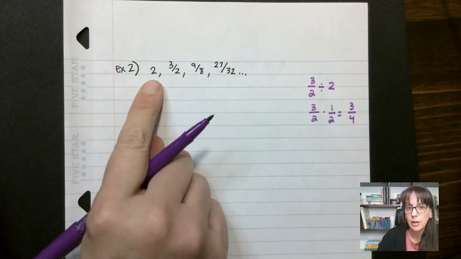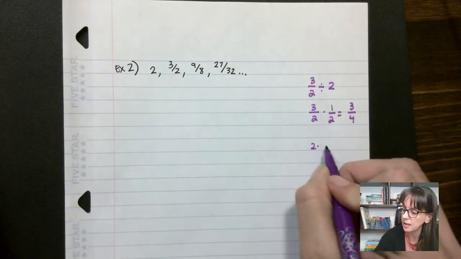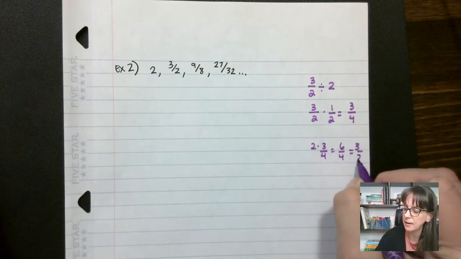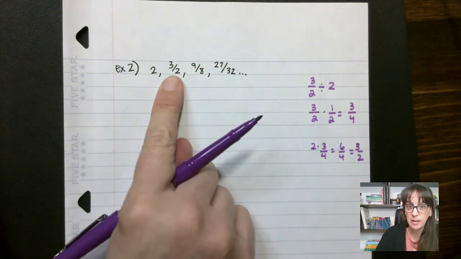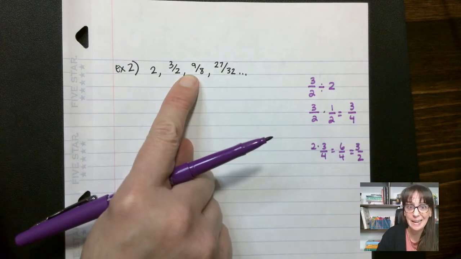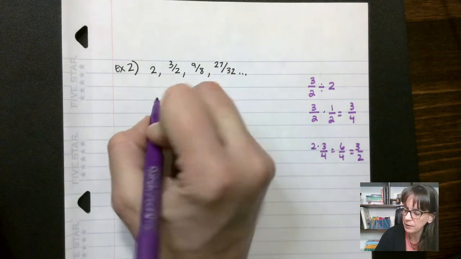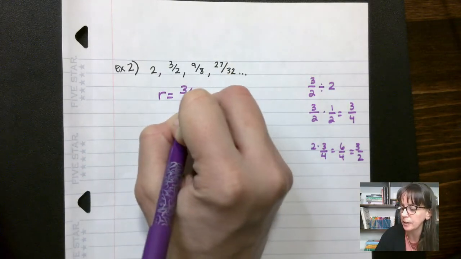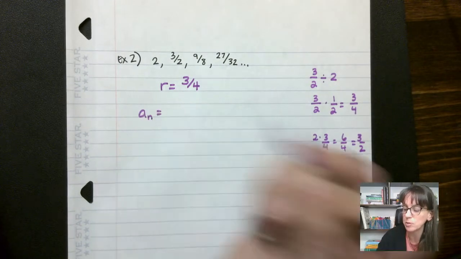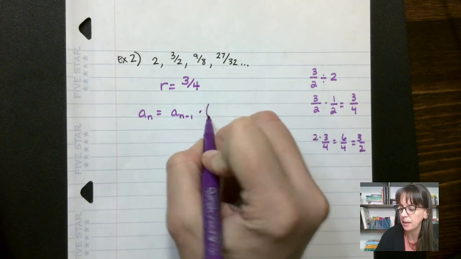And if you look, if we multiply 2 times 3 over 4, we end up with 6 over 4, or 3 halves when we simplify it. And that's what we have, 3 halves. Now we take 3 halves and multiply that by 3 over 4, and we end up with 9/8. Multiply that by 3 over 4, we end up with 27 over 32. So I have now figured out my common ratio is 3 over 4. If I wanted to write this as a recursive one, I would say a_n equals whatever came before it, which would be a_(n-1), multiplied by 3 over 4.